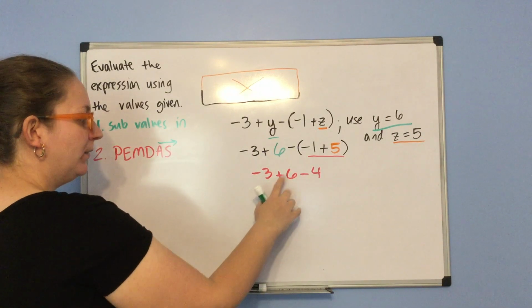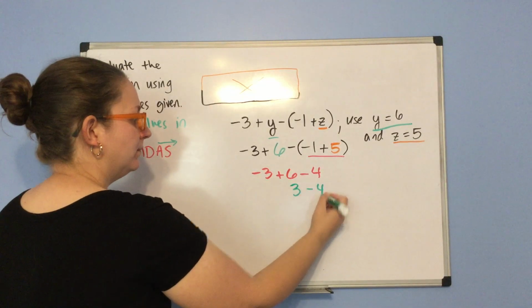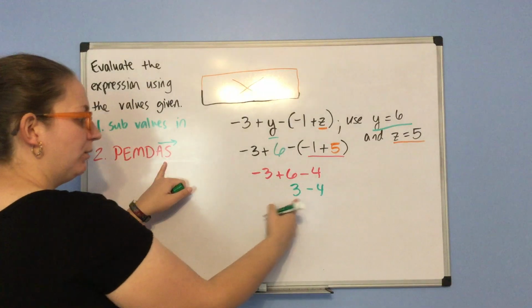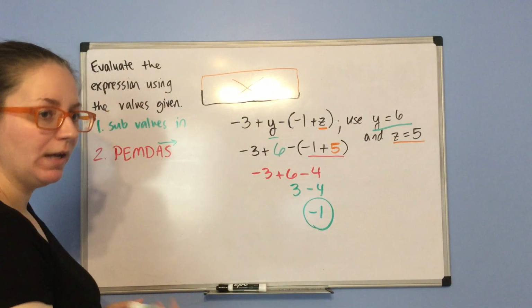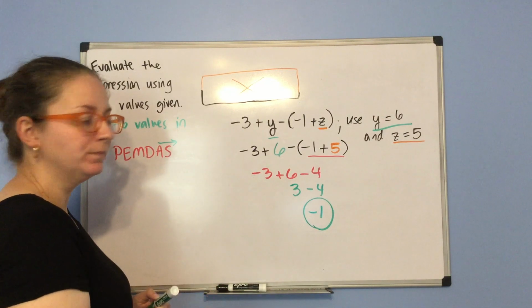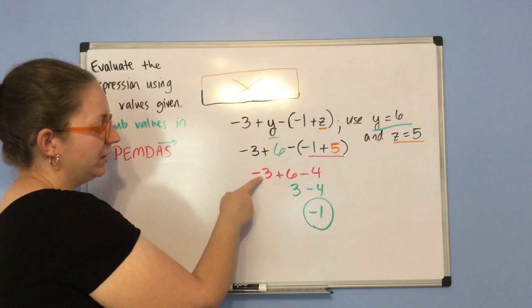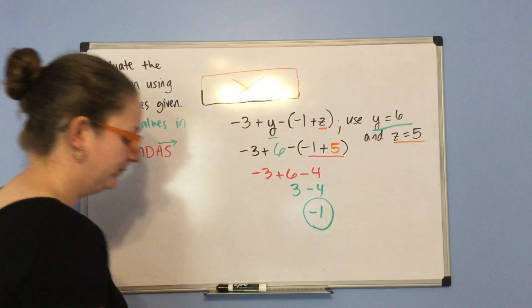So I'm going to start here. -3 plus 6 is 3. And then more addition and subtraction, 3 minus 4 is -1. Once you're simplified down to a number, that's your final answer. When you're doing these on your own, if you wanted to, for instance, skip from here to here, that would be fine. You can combine some steps if you want to.